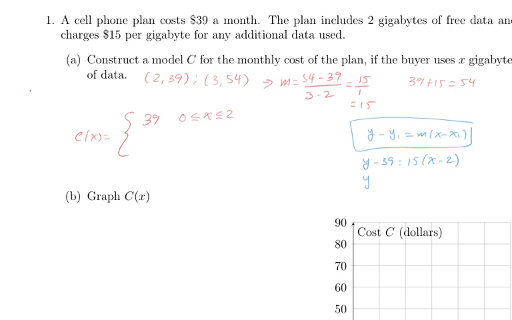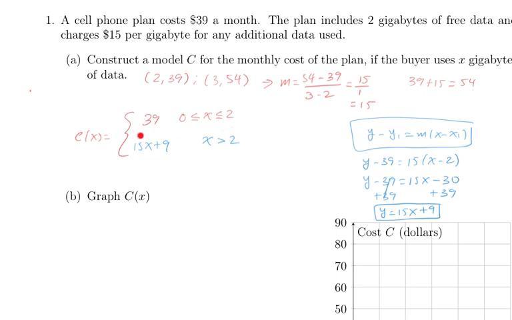And then simplify. This is 15x minus 30, add 39 to both sides, and this simplifies as 15x plus 9. And this is the second equation. So this will be 15x plus 9 as long as x is more than 2. You should always check that this works. What happens if you plug in 3 in here? How much is 15 times 3? 45 plus 9 is 54. So that's how you know this works.